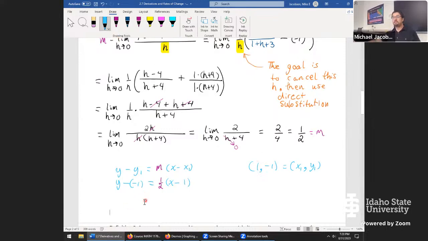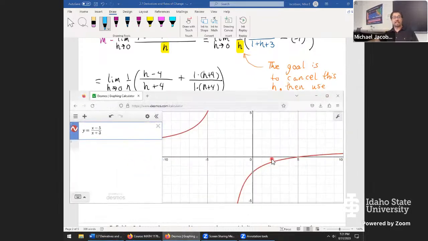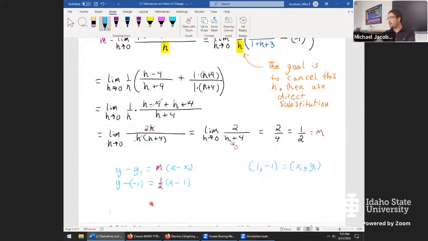Now, if you stopped right here, I'm not too worried about that. It's right. The instructions didn't say solve for it or write y as a function of x. I still think it's a good idea, and I'll show you why in a moment. If you solve for y, you can just plot that tangent line and see if it actually looks like a tangent line on the graph. So let's take those extra steps and solve for y. This becomes y plus 1 equals 1/2 x minus 1/2.